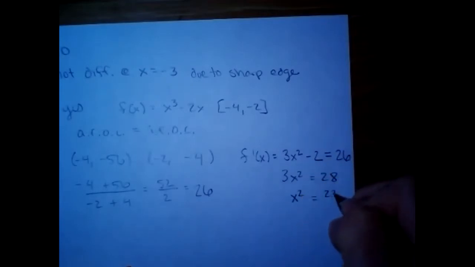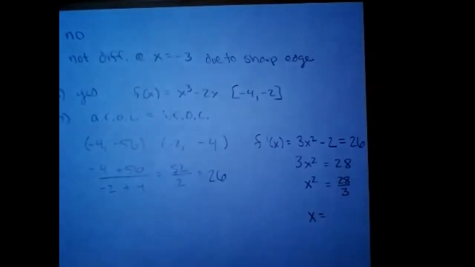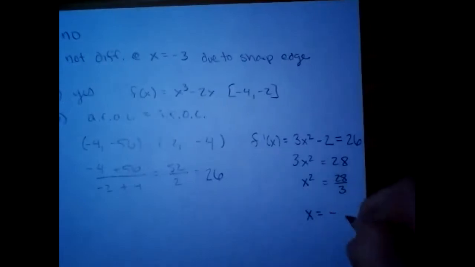Divide by 3. And then we're going to square root. Now, typically you put plus and minus for a square root. But here we need to decide which one we want. Do we want the positive or do we want the negative? And in this case, we want the negative square root.